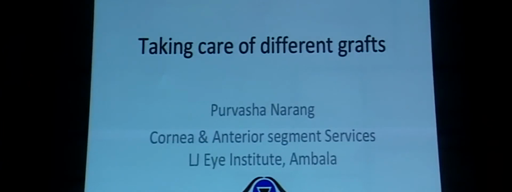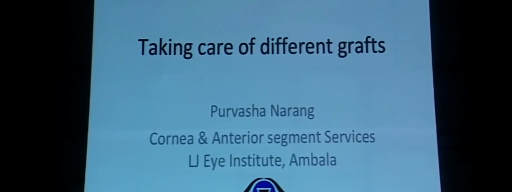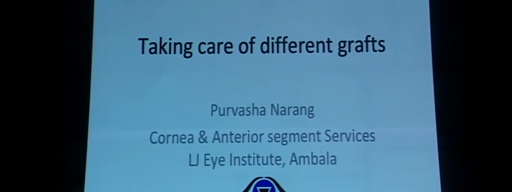Okay, now we come to the next part of the topic, and that is taking care of the different grafts which are there. Dr. Vikas has already taken us through the journey of different types of grafts. Let us now revise how they would look. What I want you to gather from this talk is what the normal is, what the different types of normal are, and how you define complications or recognize them, so that we are able to manage them effectively and timely.